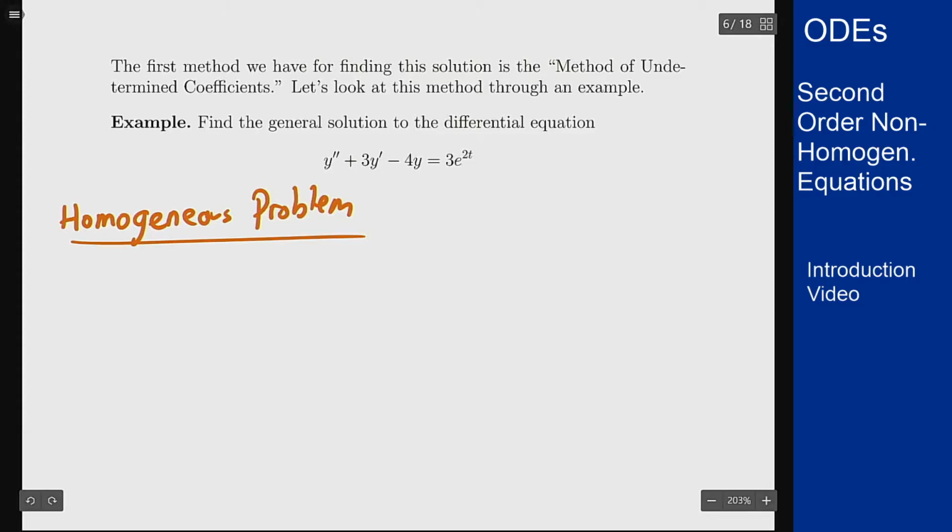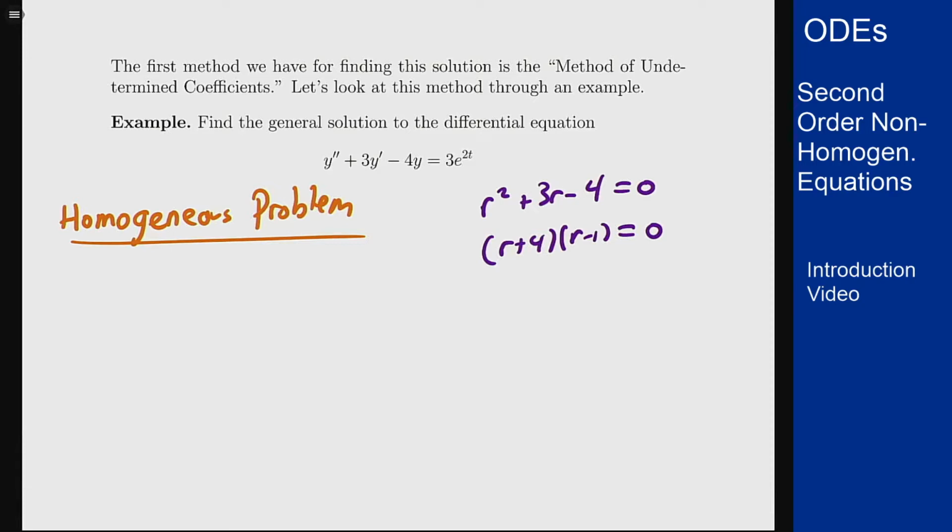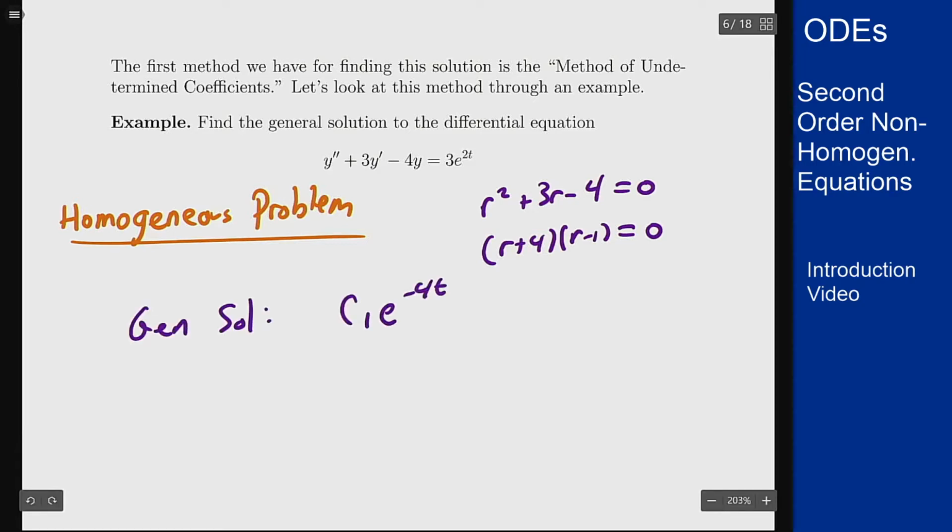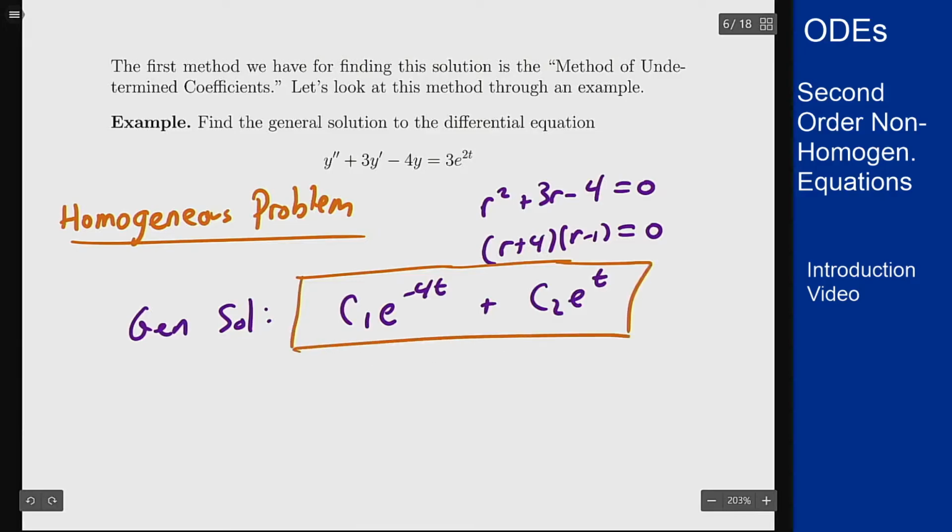So for that, I pretend the right side is 0, and I'm looking for the characteristic equation again. In that case, it's going to be r squared plus 3r minus 4 equals 0, which factors as (r plus 4)(r minus 1). So the general solution to that problem is going to be c1 e to the minus 4t plus c2 e to the t. And that we're going to box and save for later. We have that. That's going to be tacked onto the end of our yp to then solve the entire problem.